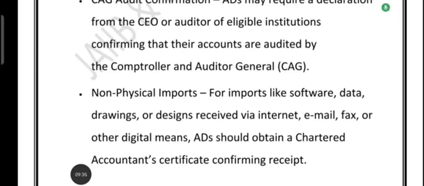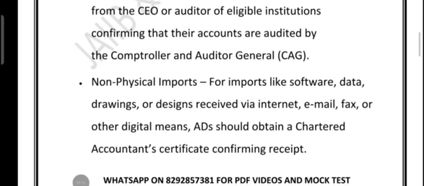Now friends, not all imports are physical goods. Some kinds of imports are digital, like software, data, technical drawings, or designs, received over email or the internet. In these cases, banks don't get a shipping document, so they ask for a chartered accountant certificate confirming that the importer actually received the product.